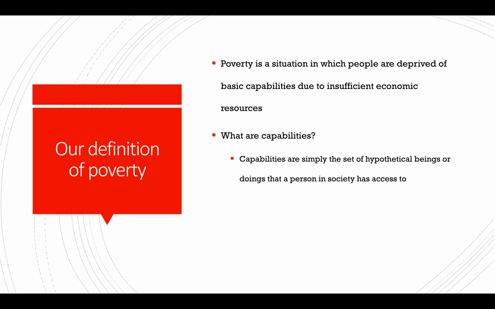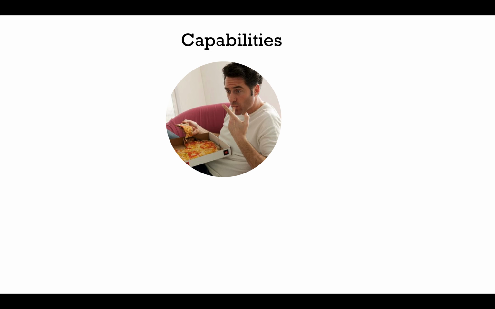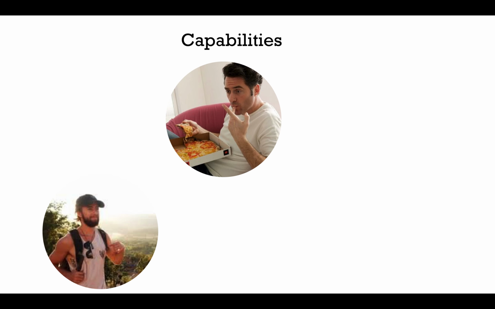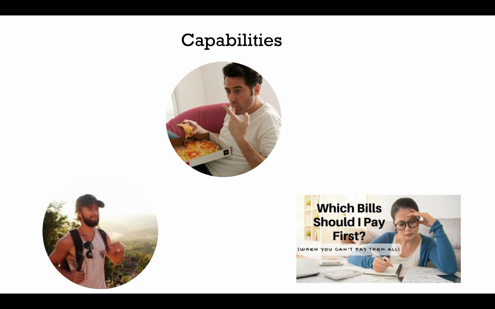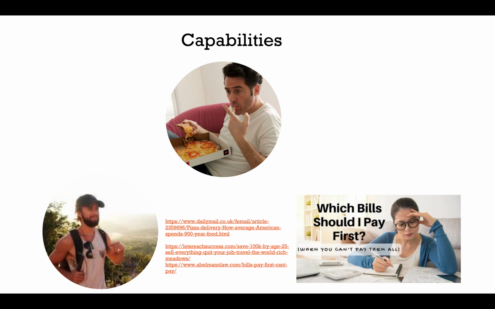In order to fully understand what this entails, let's delve into what the capabilities approach is. Capabilities are simply the set of hypothetical beings or doings that a person in society has access to. For example, an average person in the US is capable of obtaining nutritious food every day. This just means that if people want nutritious food, they're capable of obtaining it. Similarly, a rich person may have the capability of traveling around the world, but a poor person does not have the capability of taking such vacations. These are examples of capability.